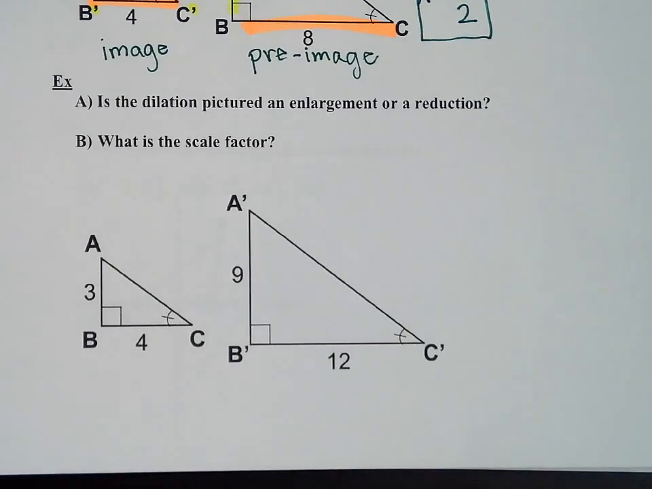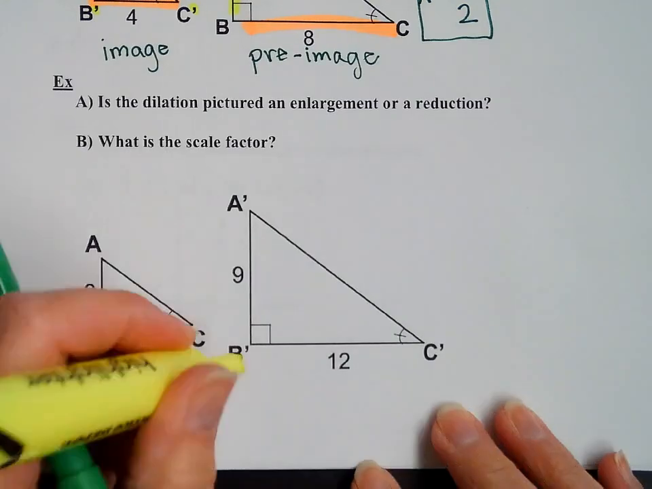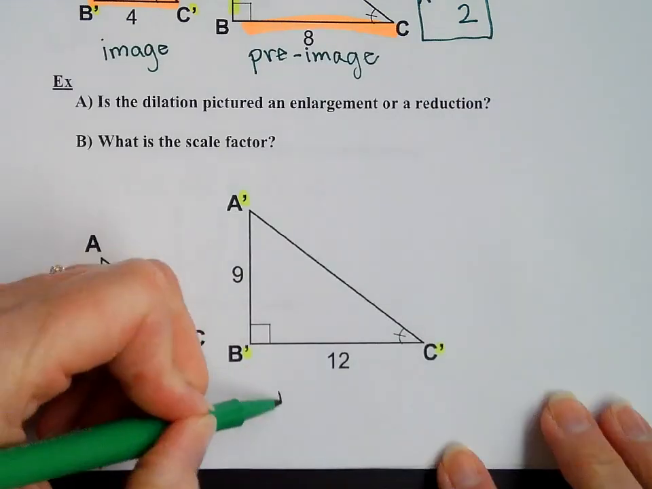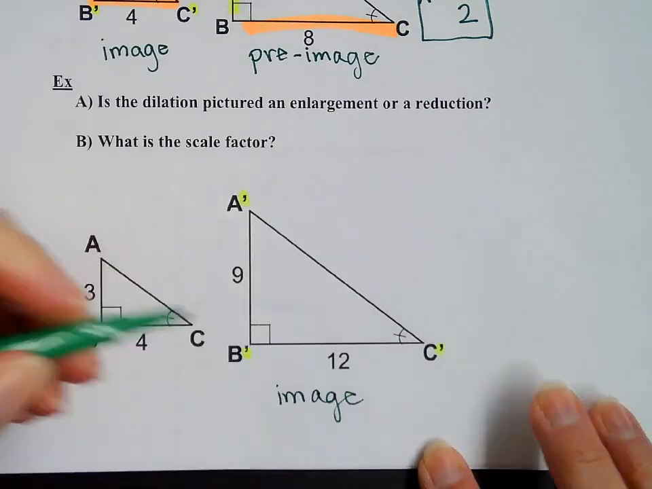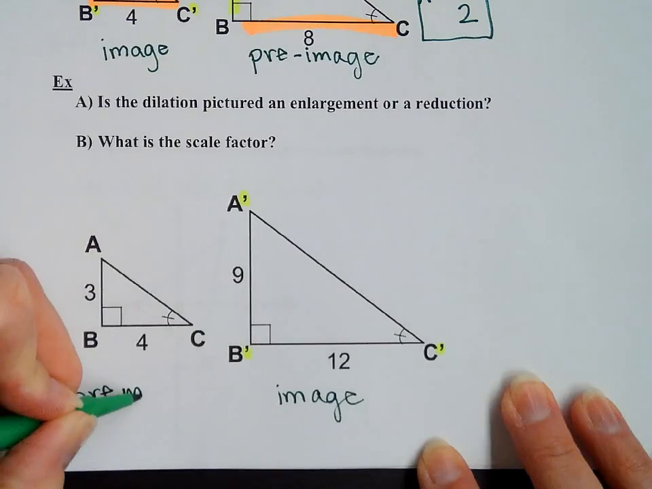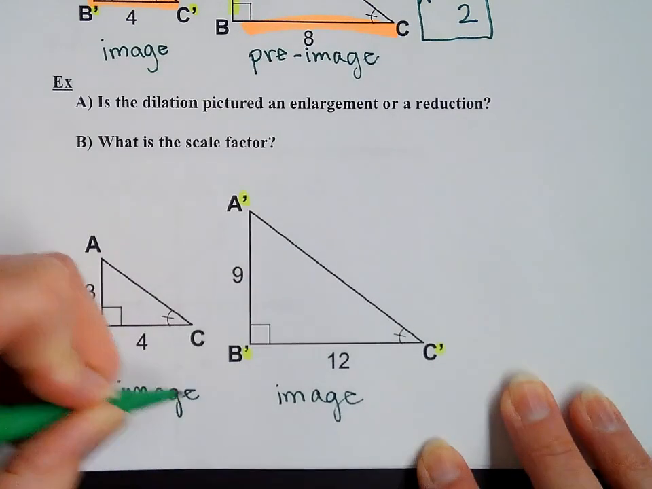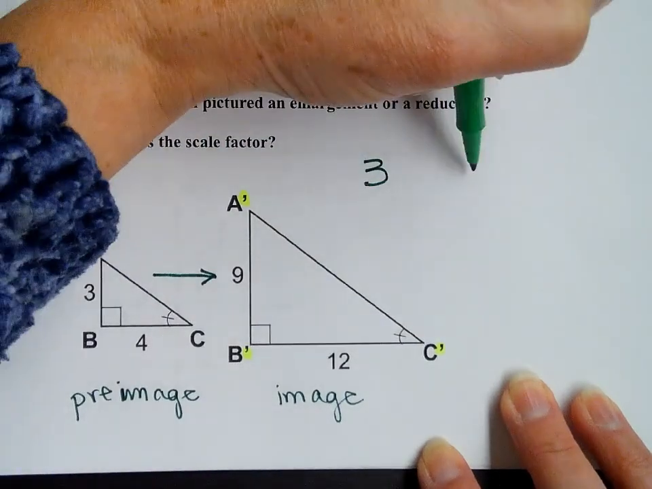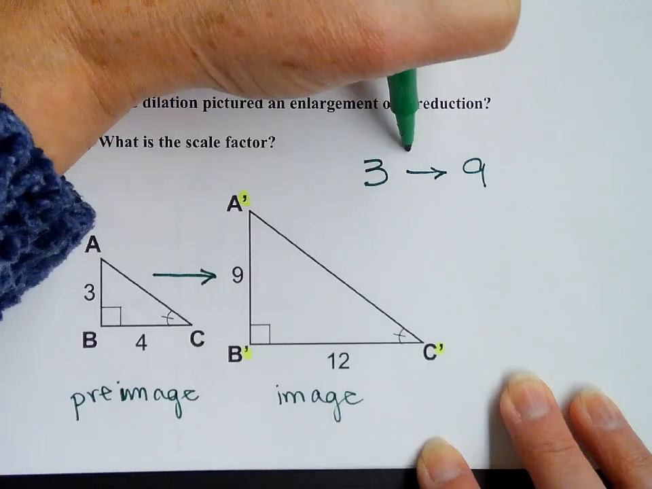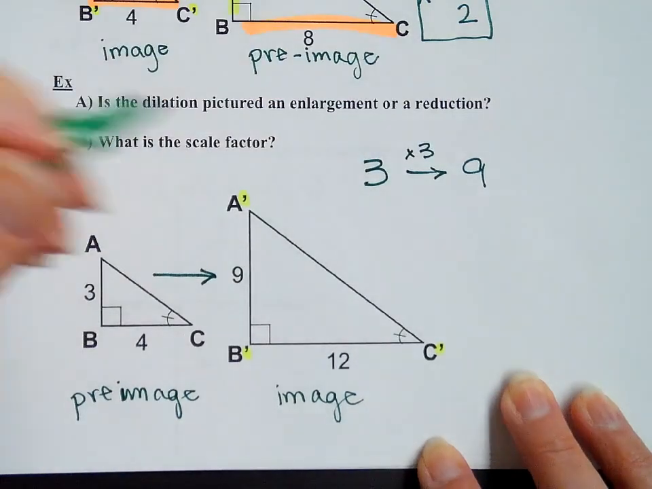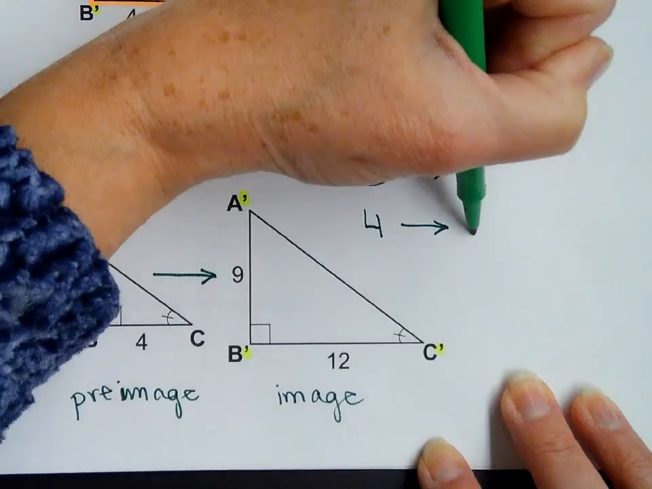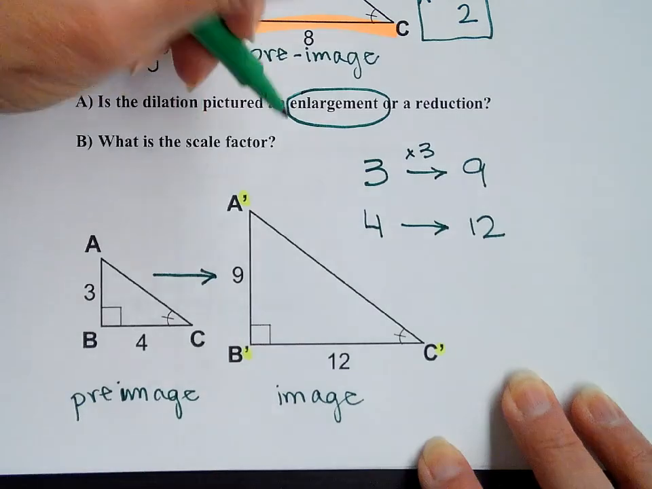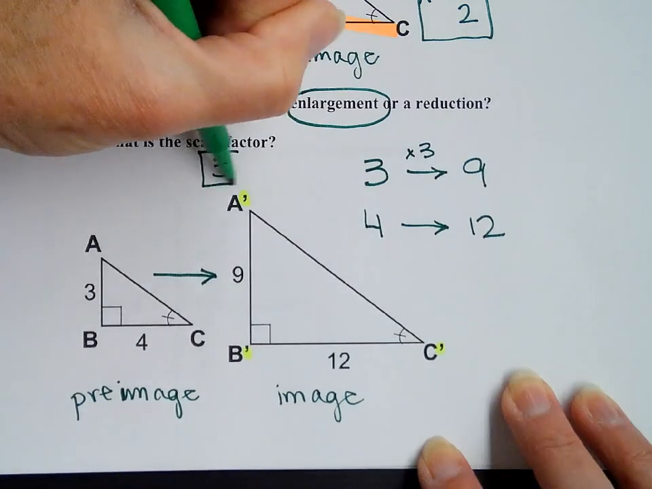So first you had to decide if this was an enlargement or a reduction. So hopefully you paid attention to our little tick marks here, meaning this is our image. And this was our pre-image, meaning we went this direction. So we started at 3 and we ended at 9. So that is times 3. You could also say we started at 4 and ended at 12, also times 3. So we have an enlargement with a scale factor of 3.